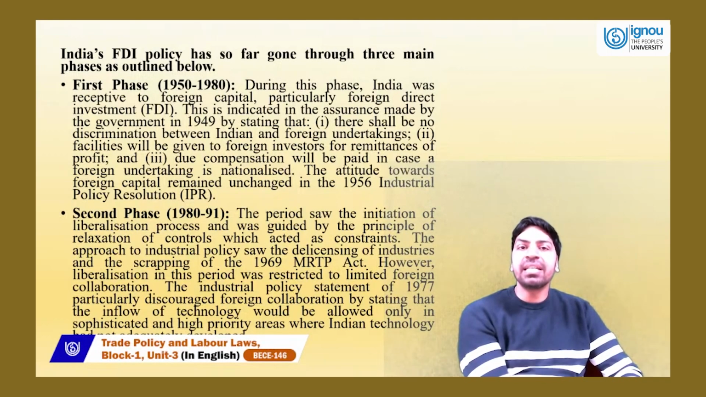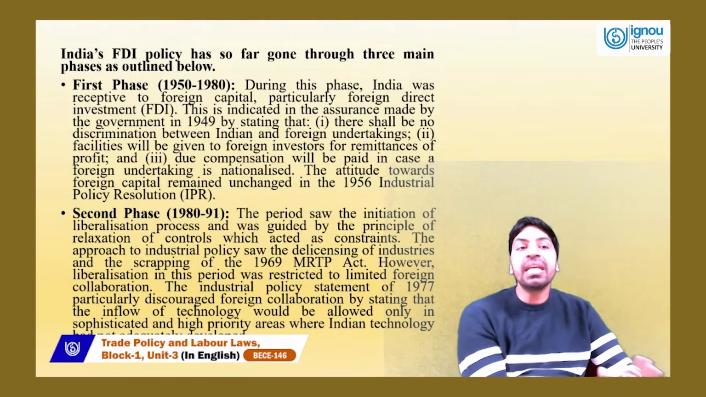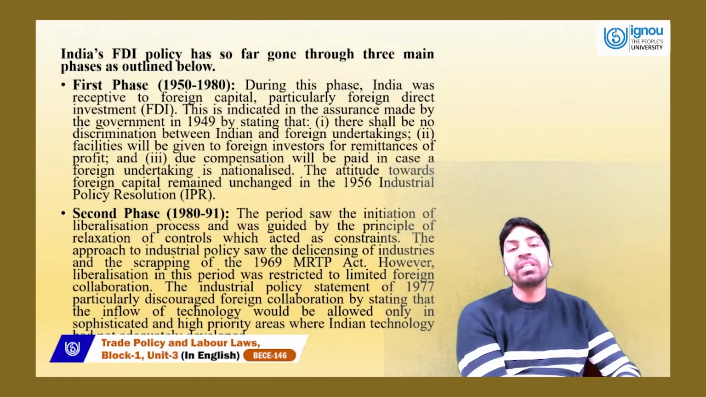So when we talk about the first phase, 1950 to 1980, during this phase India was focused on foreign capital, especially foreign direct investment, that is FDI. The government stated in 1949 that there shall be no discrimination between Indian and foreign undertakings, whatever facilities are given to foreign investors to remit profits, and whatever compensation is paid in case a foreign undertaking is nationalized.